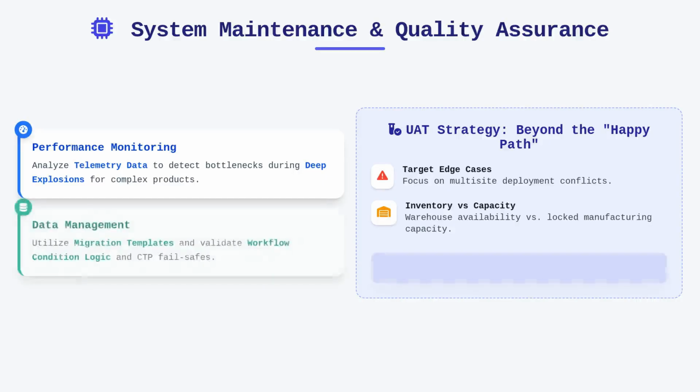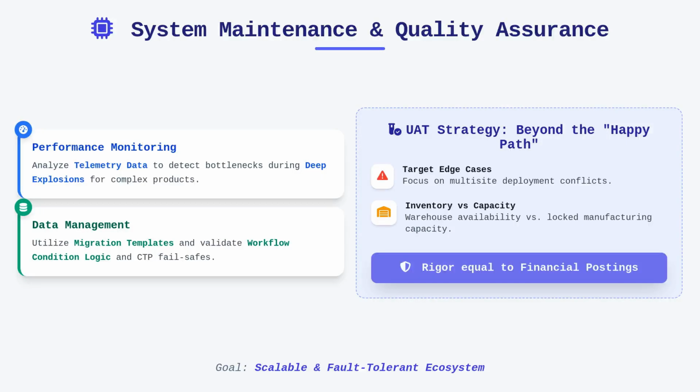Use the data management workspace to import and export your migration templates, and verify that your workflow condition logic correctly handles scenarios where CTP failsafes are triggered. Achieving a truly scalable, fault-tolerant ecosystem requires that you treat these configurations with the same rigor you apply to your most sensitive financial postings.